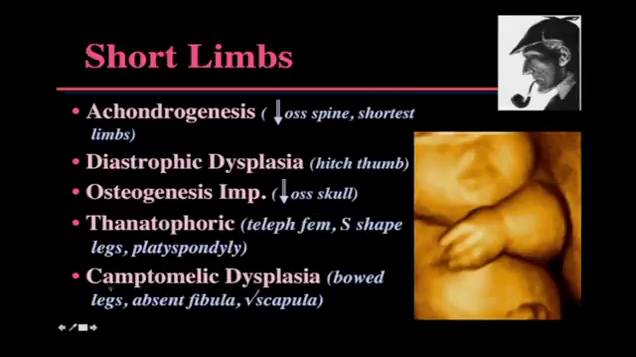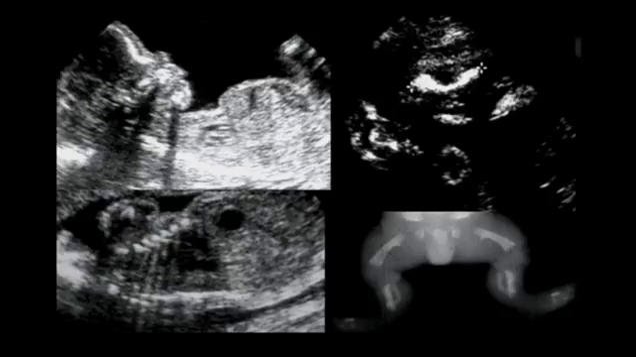And last but not least, camptomelic dysplasia is a syndrome where you have severely bowed bones of the lower extremity. In fact, you often have absent fibula and very bowed tibia and femur, but virtually normal-looking upper extremities, very different-looking upper extremities than lower extremities. They also tend to have small scapula. So let's look at some examples.